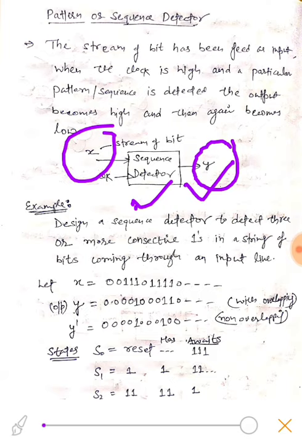Okay, so the output would be high whenever a particular pattern or sequence is detected in the stream of bits we have fed to it, and when the particular sequence has passed, the output would become 0 again. So let's see an example here. It is a very important example.